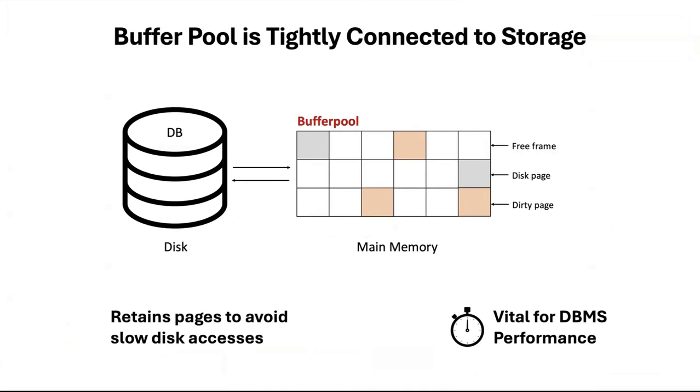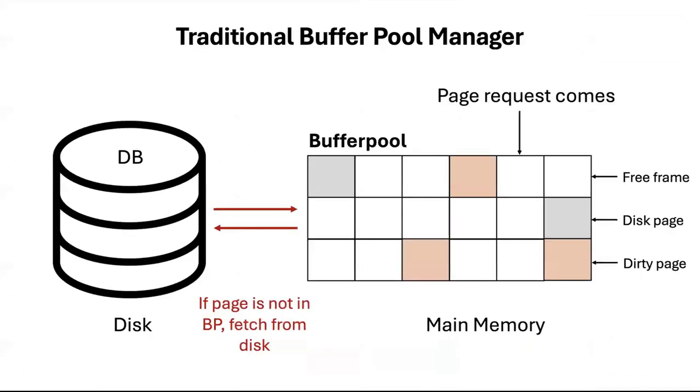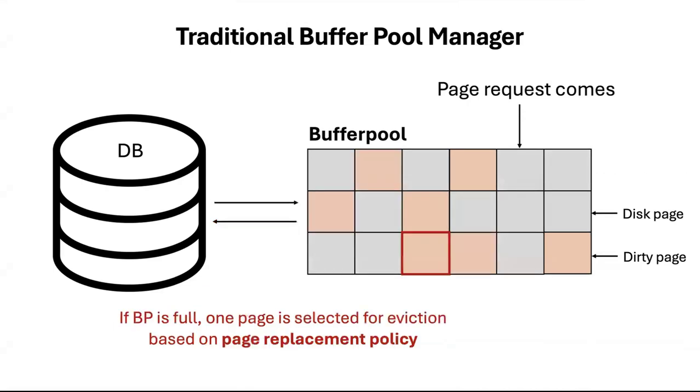The Bufferpool keeps in memory a set of pages to minimize the number of slow disk accesses. Once a page request comes in, the buffer pool is checked to see if the requested page already exists in the buffer pool. In that case, the request can be served immediately. Otherwise, the requested page has to be fetched from the disk and placed in the buffer pool. If the buffer pool is full, then the page replacement policy identifies the page that needs to be evicted from the buffer pool. And if the selected page is dirty, then it is written back to the storage device.